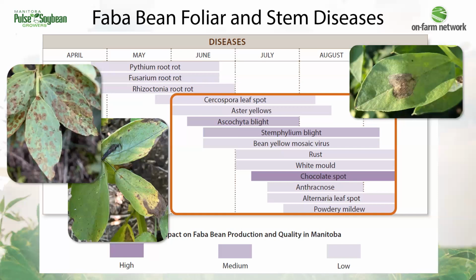Here in Manitoba, though, we haven't had any disease surveillance work in faba beans. So to say what we're seeing most often, we don't really have the data to back that up. So that's part of the reason why some of this disease work and fungicide trials are important.